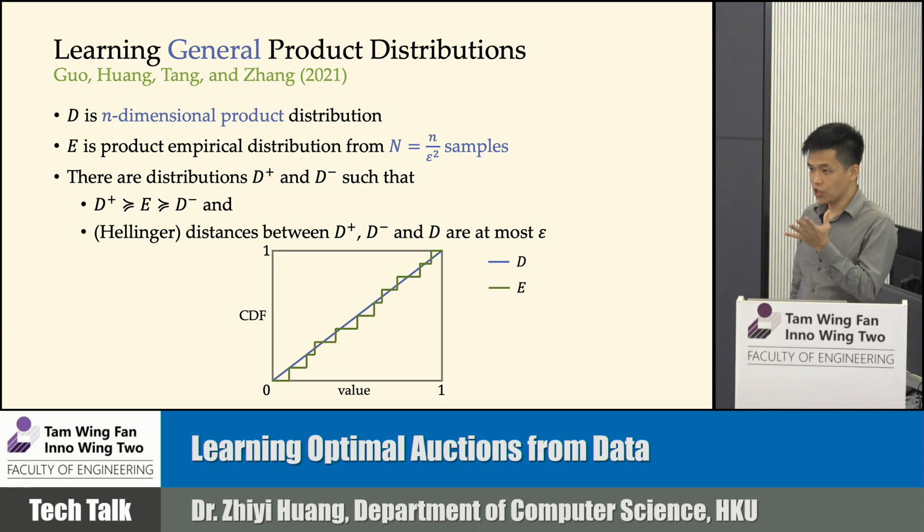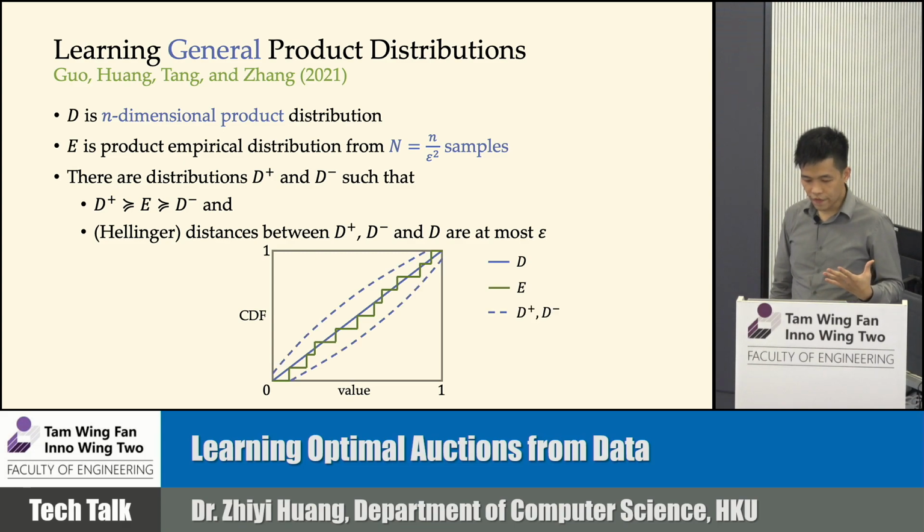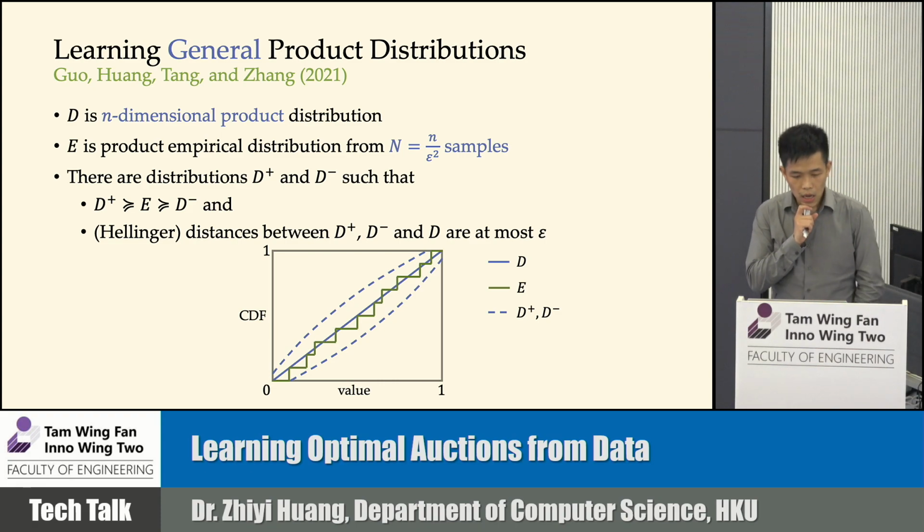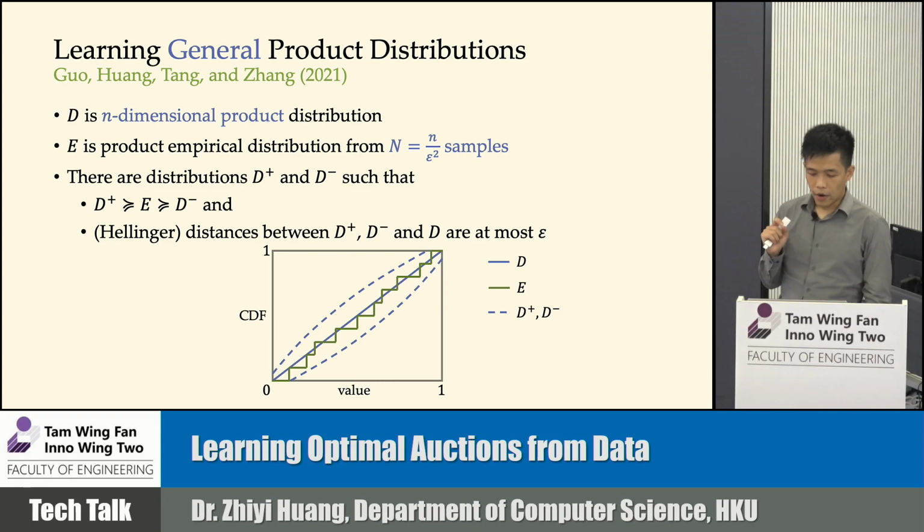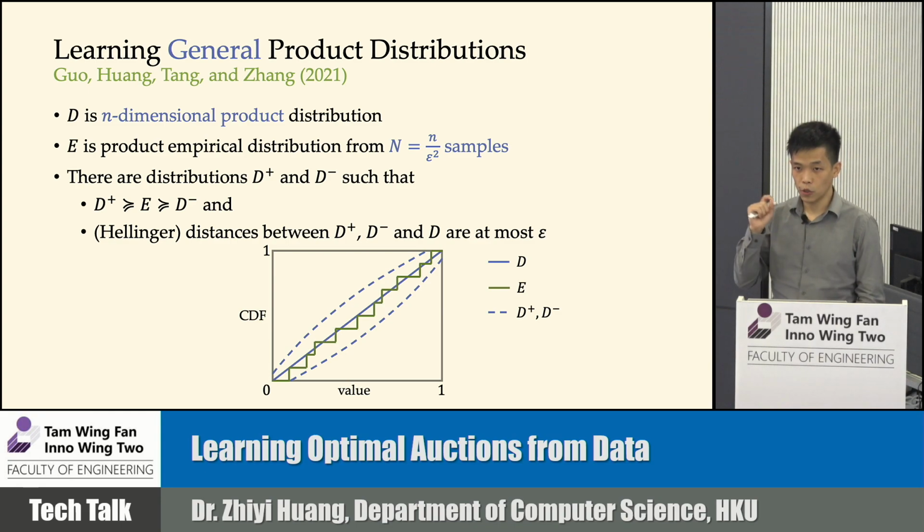And standard concentration theory, standard tools from statistics, is going to say that it's never going to deviate too far from the blue line. In particular, they're going to give us some upper and lower bounds on how far these green lines can jump up and down, okay? Now, these upper and lower bounds themselves can be viewed as functions mapping from the value space to numbers between 0 and 1, and therefore they actually correspond to the CDF of some distributions.